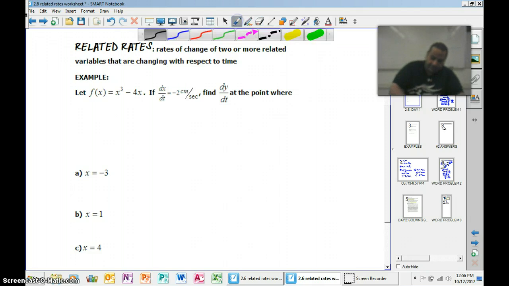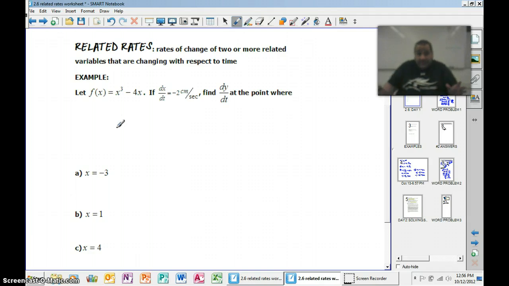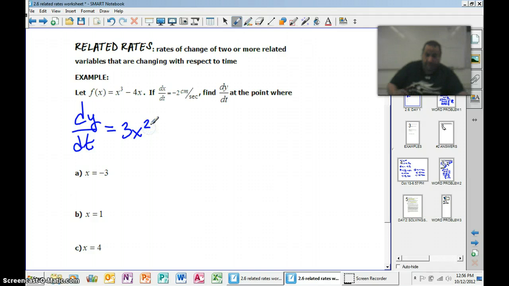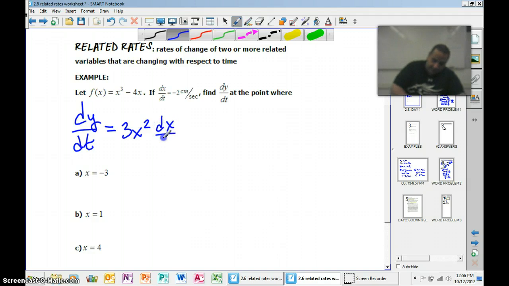Well, if we're going to find dy dt, we say, all right, let's take the derivative with respect to t. I don't see any t's. So dy dt is equal to 3x squared. But since it's with respect to t, a different variable, usually we would put x prime. Instead of x prime, we're going to graduate and now put dx dt. So x prime is dx dt. Now, we're also going to do minus 4 dx dt.